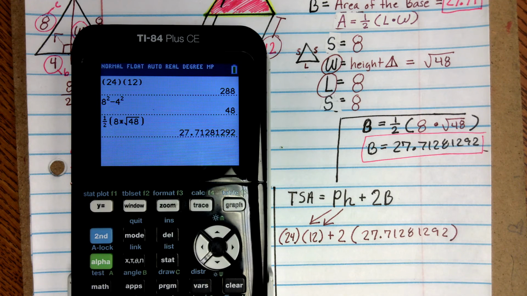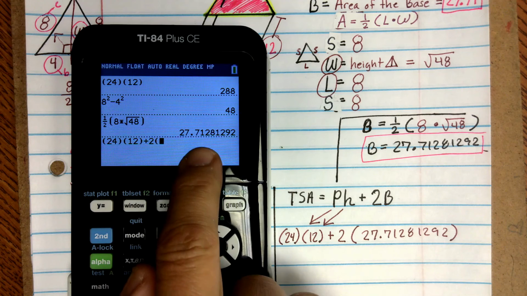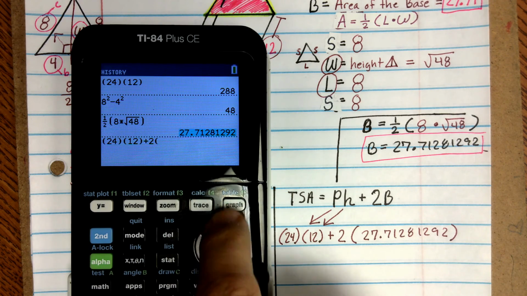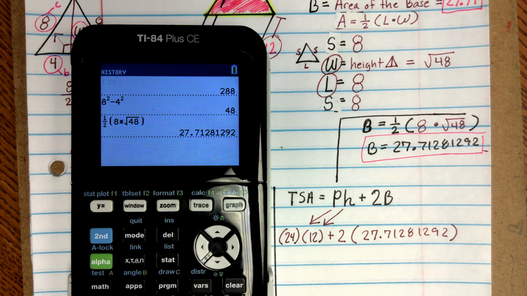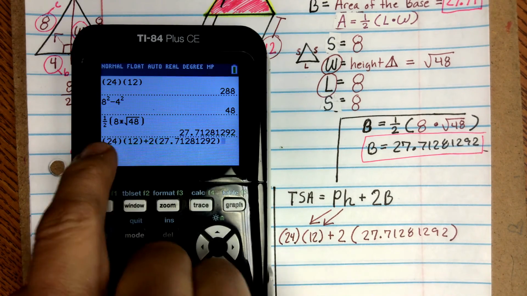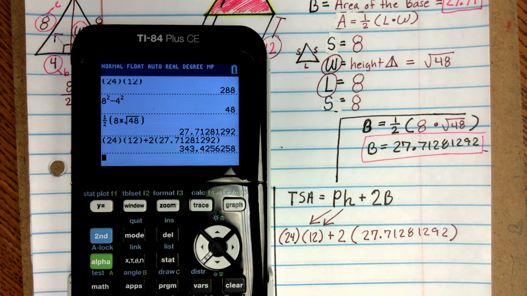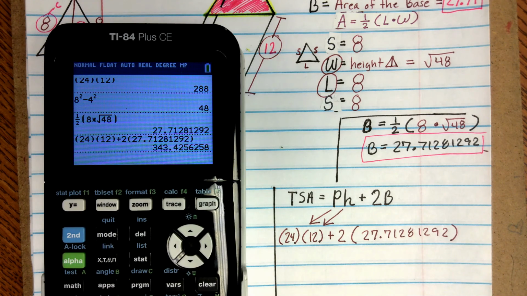So here I'm going to go ahead and put it in, and we have 24 times 12 plus 2, and then instead of typing in this long decimal strand, I'm going to just click up on the arrow that goes up and highlights it, hit enter, it brings it down and puts it inside of the parenthesis for me, and I'll close it. And now I have the decimal strand in there accurately, and I'm going to hit enter for my final answer. And it gives me 343.425628.